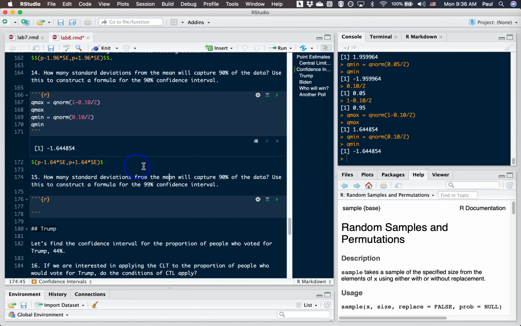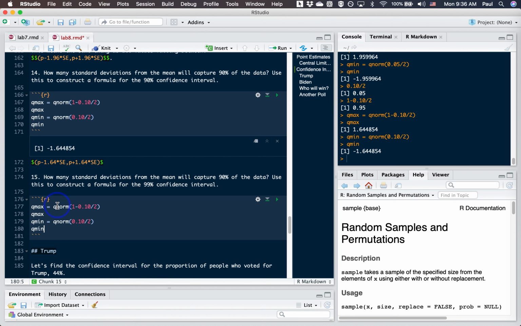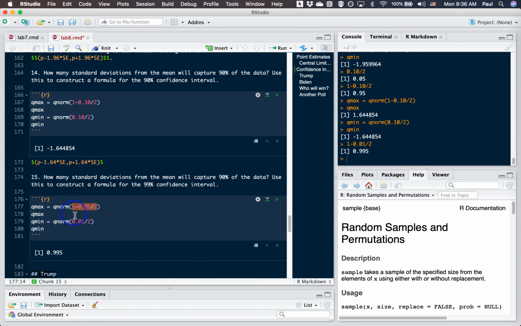How do we do 1% of the data? If we wanted to cover all but 1% of the data, 99 has only 1% outside of the interval, so we're going to go like that. And so you see that this covers 99.5% and this is 0.5%. So that covers 99% of the data.